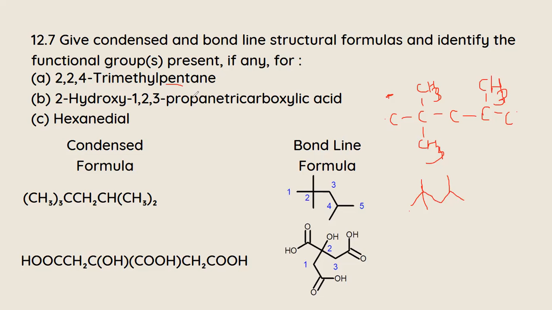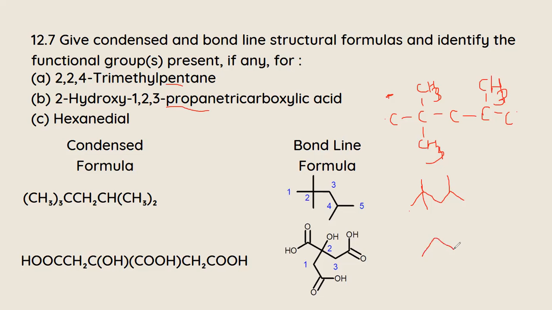Next, 2-hydroxy-1,2,3-propane tricarboxylic acid. So it's obvious that there are 3 carbon atoms, propane, right? So the 3 carbon atoms are basically attached with acids, COOH groups attached to it. And then you also have a hydroxy group at the second position. So basically, this is our structure.